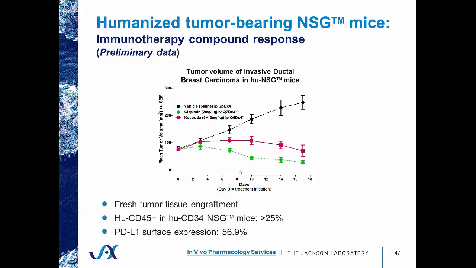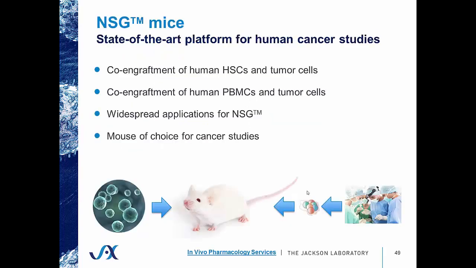Finally, we wanted to test the efficacy of standard of care treatment cisplatin as well as Keytruda, which is an anti-PD-1 monoclonal antibody in an invasive ductal breast carcinoma that had a high degree of PD-L1 surface expression. So what we can see is that both Keytruda and cisplatin were able to inhibit tumor growth even in a humanized mouse setting. So this demonstrates that immuno-oncology compounds as well as standard of care compounds are efficacious in this setting.